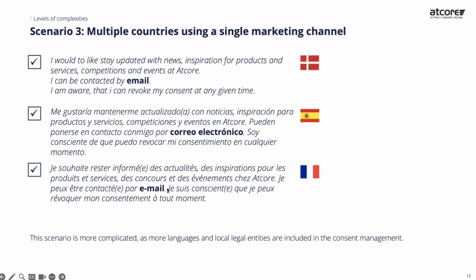Scenario 3, now I'm using one marketing channel, but I am operating in multiple countries. And as I'm operating in multiple countries, I need to ensure that the consent text is aligned with the local legal legislations, as well as being phrased in the local language. So in this example, I have Danish, which I have written in English, just so you're able to read it, Spanish, and French.